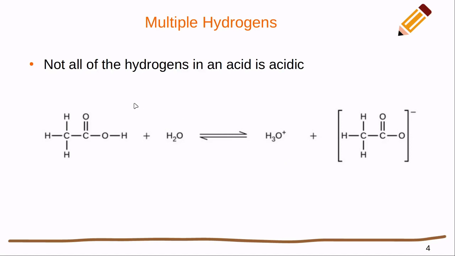An important takeaway that we have here is that not all of the hydrogens in an acid are acidic. A classic example would be an organic acid, like this acetic acid here. These hydrogens here that are bound to carbon are not acidic. However, this hydrogen out here that's bound to this oxygen is acidic, and it is able to be donated away and produce the acetate ion.